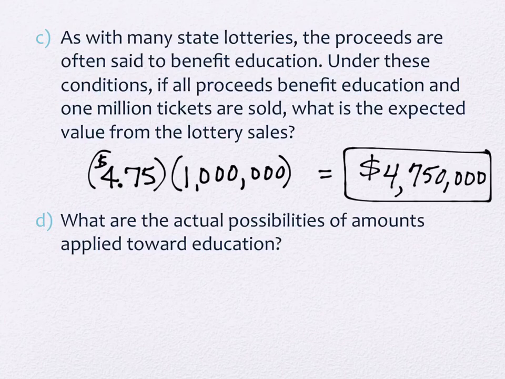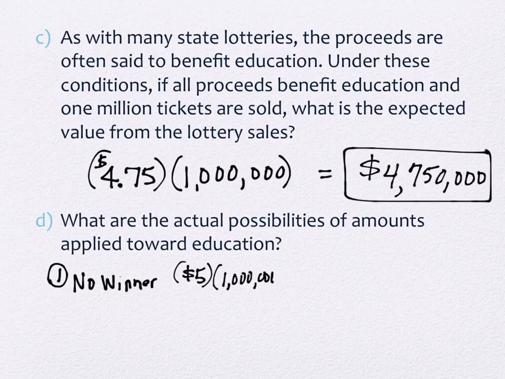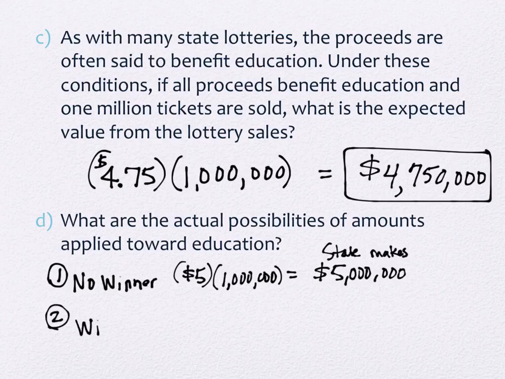So it says, what are the actual possible outcomes? Well, the one possibility is that there's no winners. So if there's no winner, then I've sold 1 million tickets, and I sold them for how much? $5 a ticket. So it's really $5 that I'm having times my 1 million tickets. So I really end up making how much? $5 million. Okay, so one option is that the state makes $5 million. That's if nobody wins.